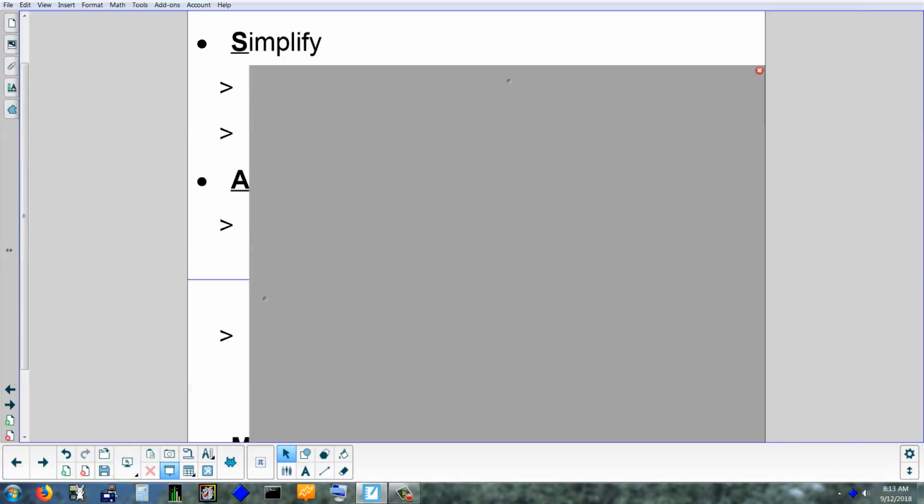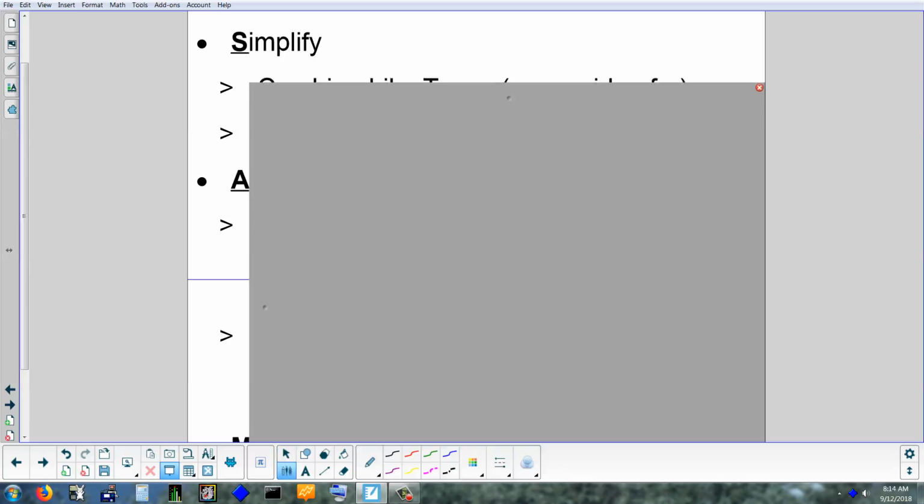Under simplify, there's 2 things you have to do. Not every problem is going to have all of these steps. Okay? Some problems will, some problems won't. We're giving you all the steps. So no matter what kind of problem you get, you'll at least have them. Some stuff we do next academic week, well, these steps work for that too.